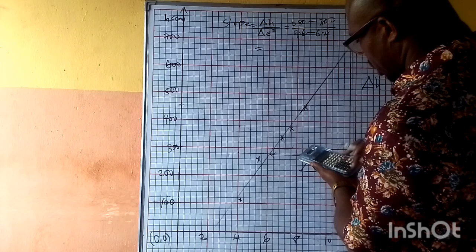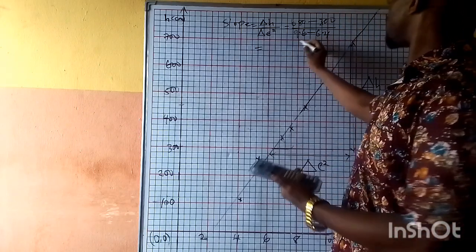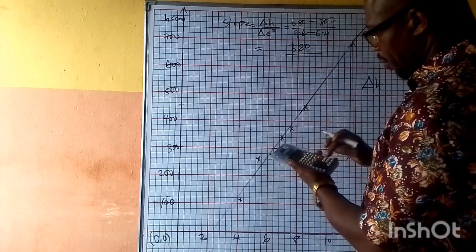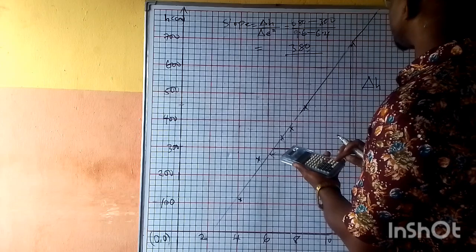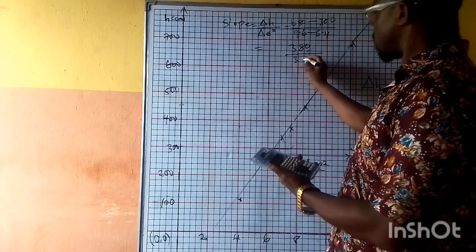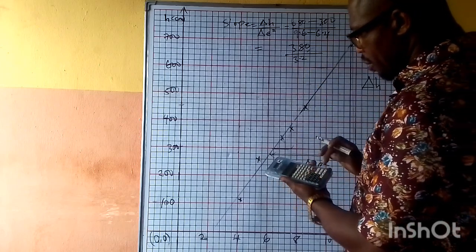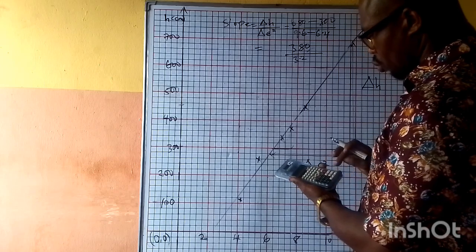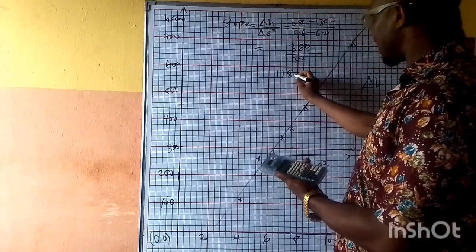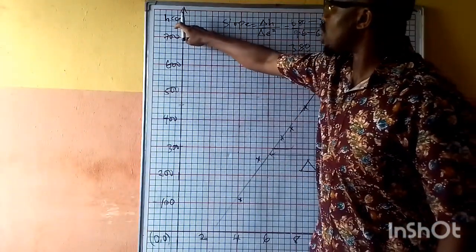680 minus 300 will give us 380, all over 9.6 minus 6.4, which is 3.2. Now 380 divided by 3.2 will give us 118.8. It must have an SI unit in it. The SI unit will be whatever you have here over what you have here.